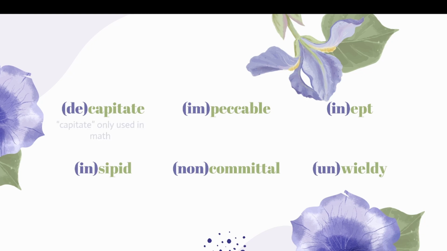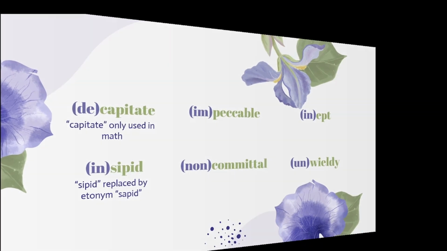Capacitate was only ever used in math by one specific guy, which I think is pretty funny, and sipid was replaced by its eponym sapid, which is a really interesting case of linguistic reversion. Moving on to theory number 4, phrase formation.